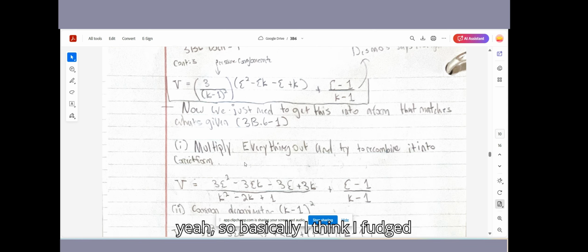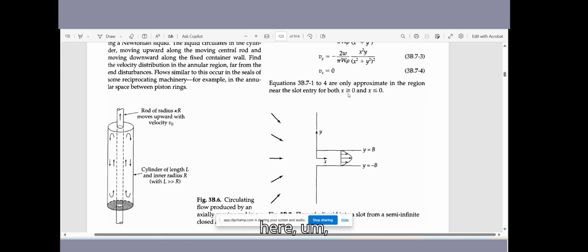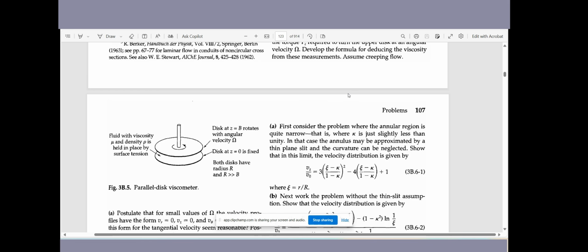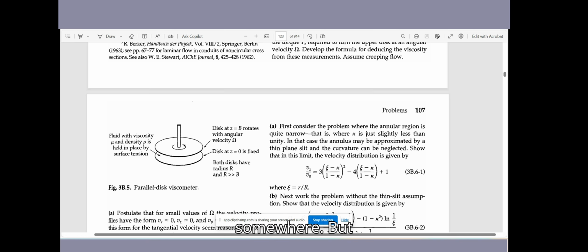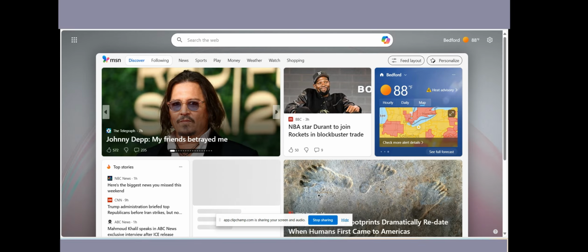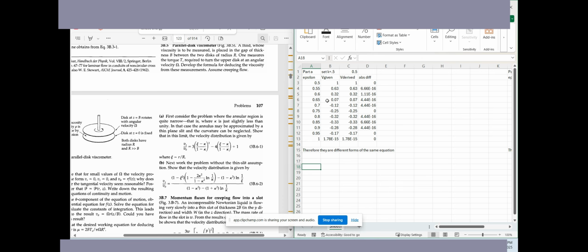So basically, I think I messed up something. I think I was supposed to solve this in terms of 1 minus k and not k minus 1, because if you look at here, they use 1 minus k and I use k minus 1, so probably I just need to distribute a negative sign somewhere. All right, found the proof. So this is the given formula.